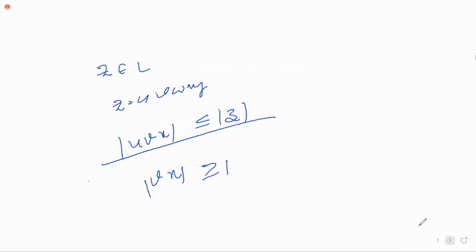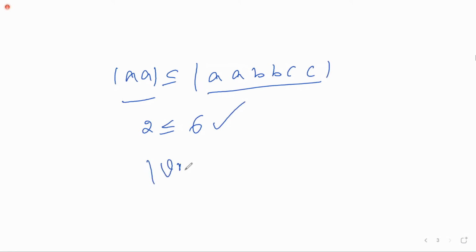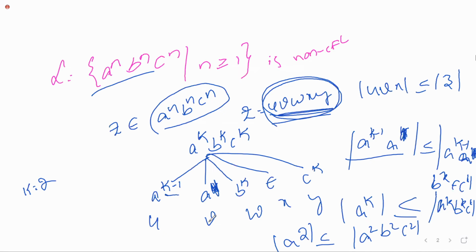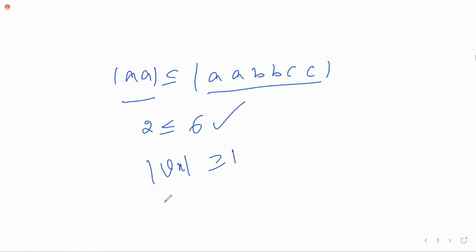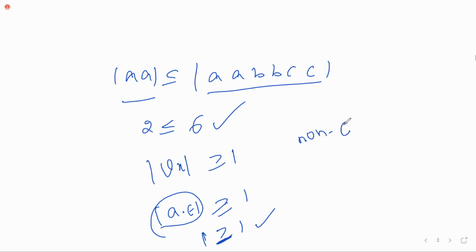The next constraint is the length of VX is greater than or equal to 1. What is your V? V is nothing but a, and X is nothing but epsilon. What is the length of this? Simply 1. 1 is greater than or equal to 1, equals is there, so it is also true. If both the conditions are true, hence the given language is non-CFL. Got it, ma'am? Yes, ma'am. Now we'll see one more example and then we'll move on to the next module.